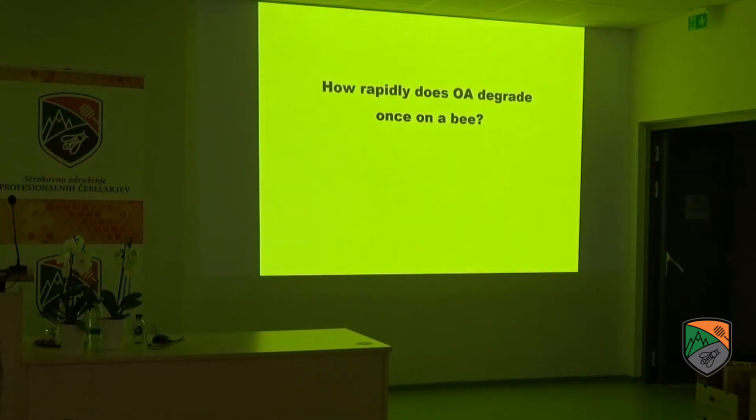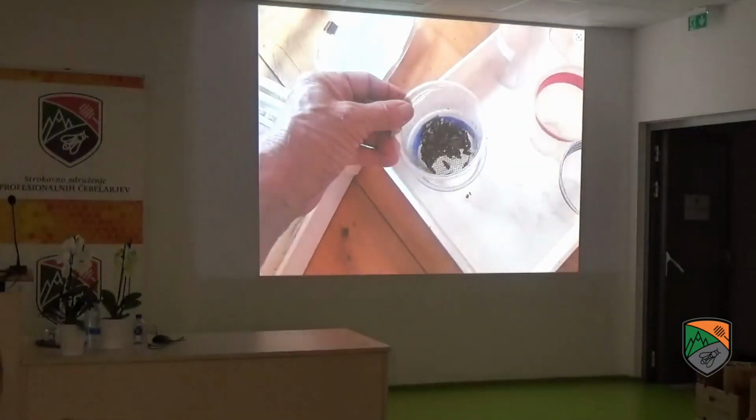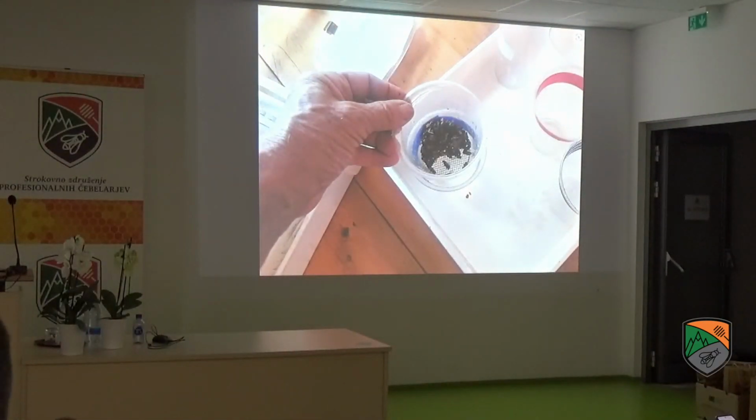So how rapidly does oxalic acid degrade on a bee? We took bees from an acid-free colony, and luckily we have all these breeder queen colonies which have never been treated with anything, so no oxalic acid. So we always have control hives that have no oxalic acid residues in them, and they always test out at 0. Okay, so that's handy for us.